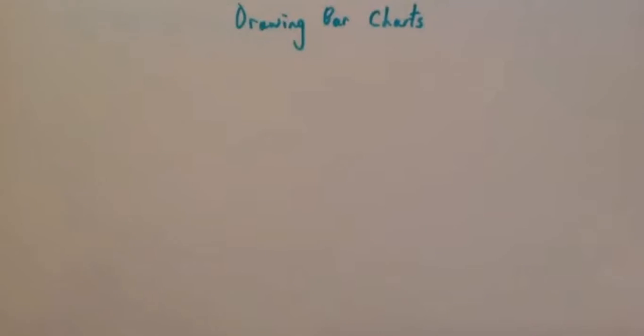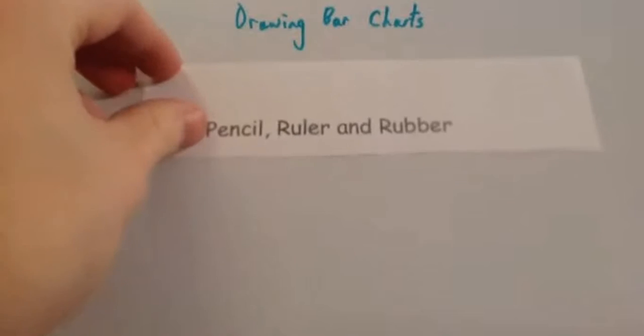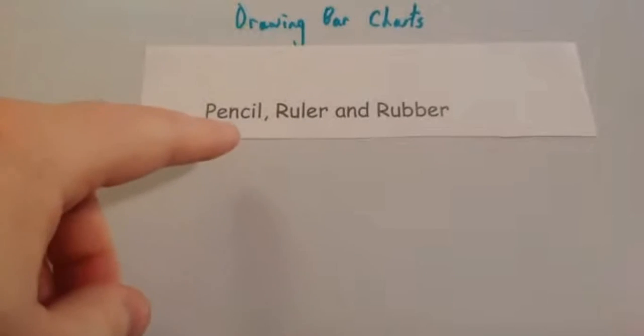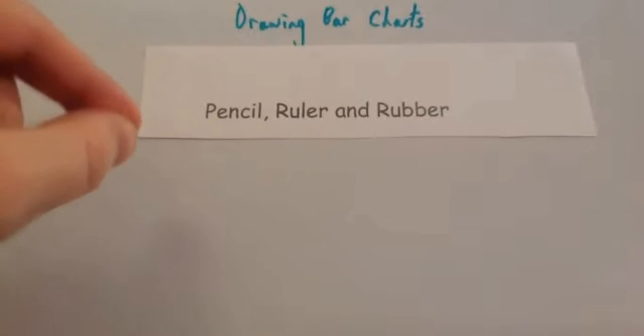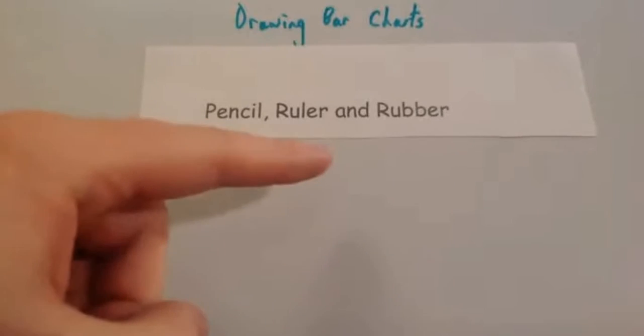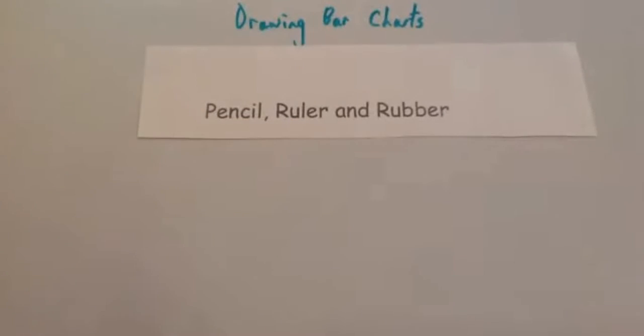In this video I'm going to show you how to draw a bar chart. So whenever you're drawing a bar chart, one of the most important things is to always use a pencil and a ruler. That includes even labelling the numbers on the axes, okay? And use a rubber if you make a mistake, okay?